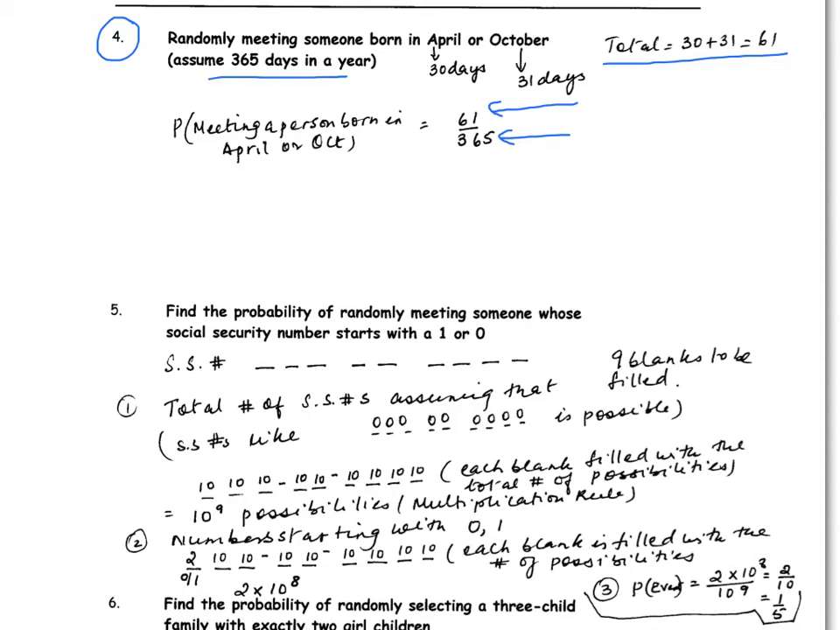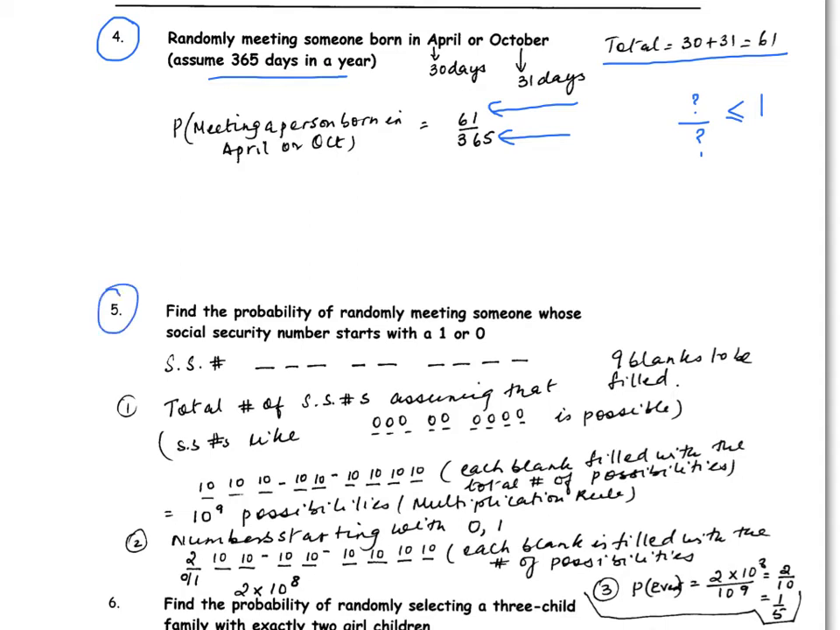So a probability is always a ratio or a fraction. It's something over something. The denominator is always larger than the numerator because this would have to be less than or equal to 1. And of course, the numerator could be equal to the denominator when it's a certain event.